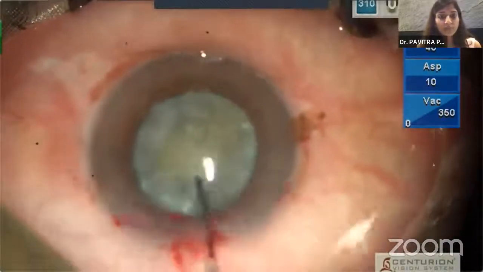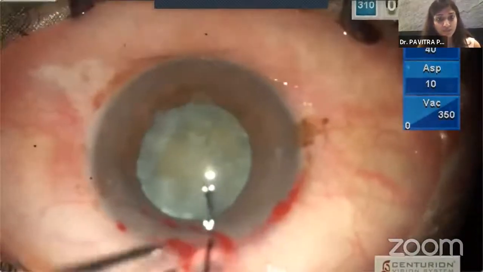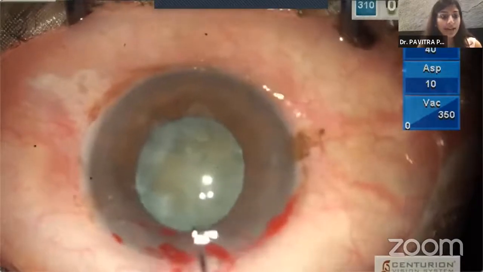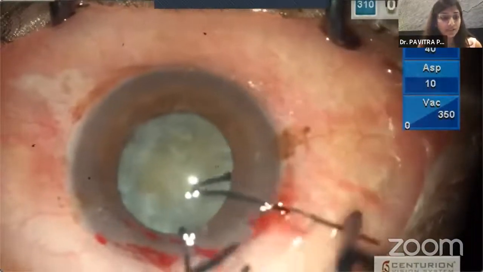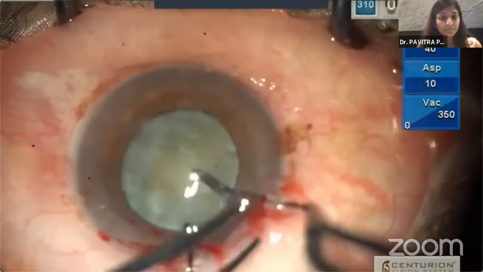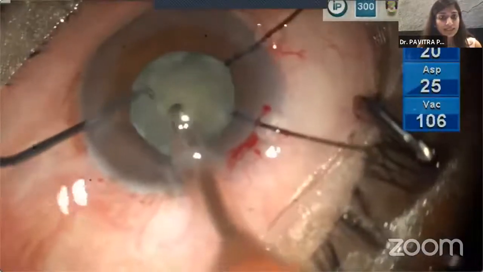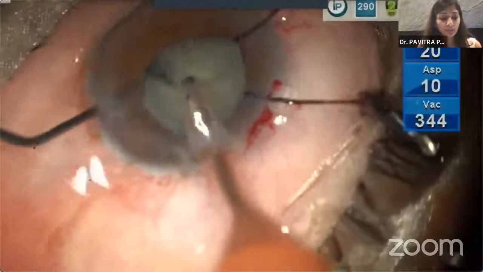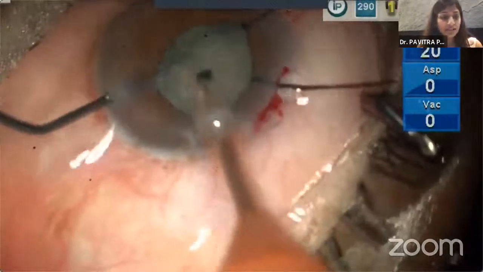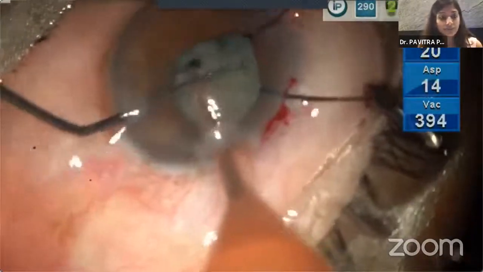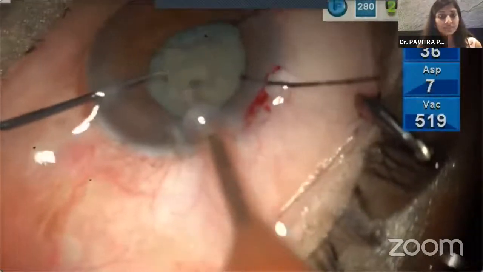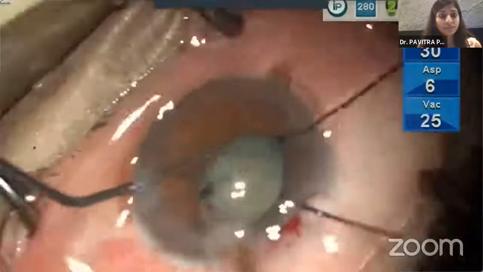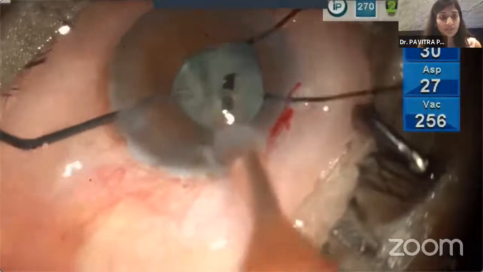So for the ease of the placement of the capsular hooks, I shifted myself to superotemporal region. I placed 2 capsular hooks initially to begin with. And then once the capsular hooks were placed, the bag got stabilized and the nuclear fragmentation became easy. One by one, the nuclear fragments were chopped and emulsified.